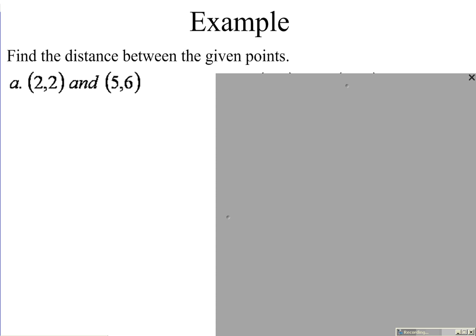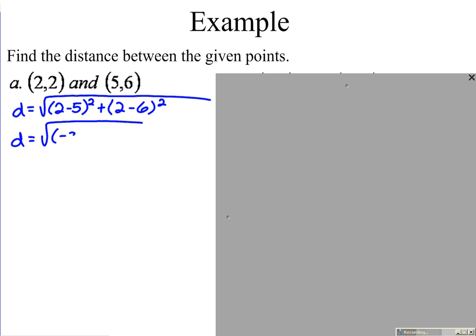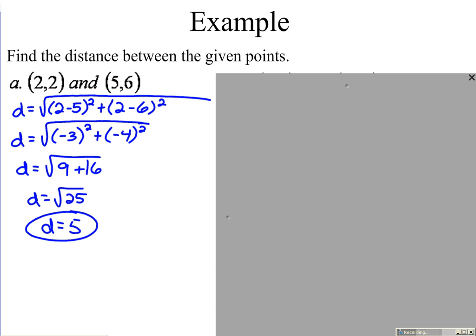Okay, so looking at our first one here, find the distance between these 2 points. So I'm going to start with the distance formula. Difference in x's, 2 minus 5 squared plus the difference in y's, 2 minus 6 squared. Follow order of operations. Do the subtraction first. 2 minus 5 is negative 3. 2 minus 6 is negative 4. Now do the exponents. Negative 3 squared is 9. Negative 4 squared is 16. Take the square root. Distance between those 2 points is 5 units.